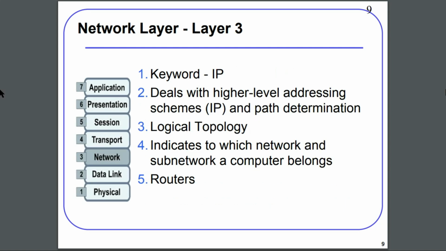The next layer is the network layer, layer 3. The keyword of this layer is IP, Internet Protocol. It deals with high-level addressing schemes, IP and path determination, logical topology, and indicates to which network and subnetwork a computer belongs. Routers belong to this layer. So let's move to the next layer.